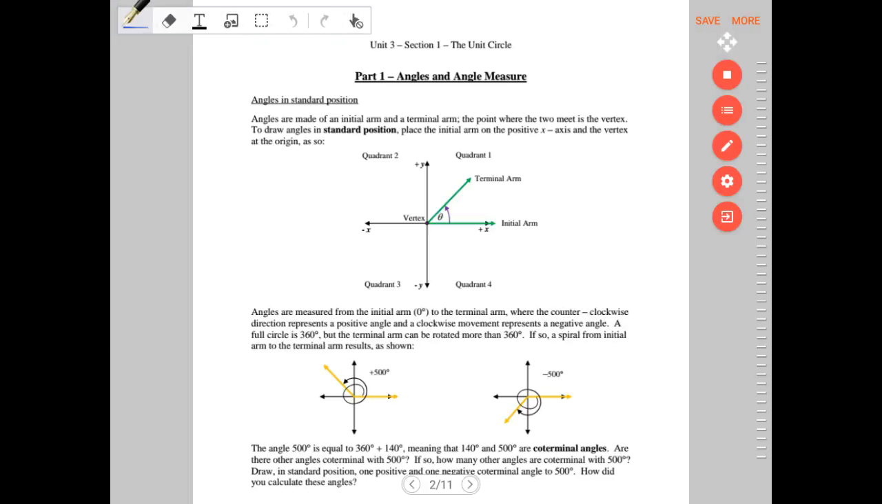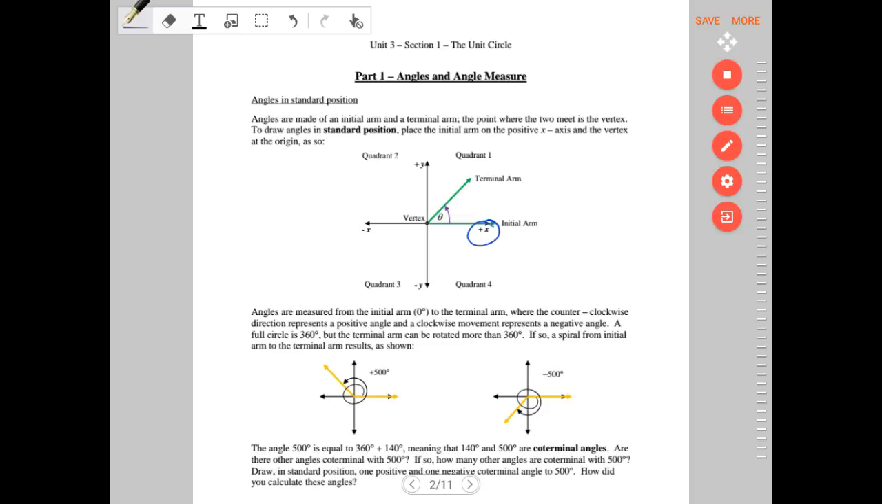Okay, part 1, angles and angle measure. First thing you need to do is learn what an angle in standard position looks like. Angles are made up of 2 arms. One's the initial arm and the other's the terminal arm. The initial arm is found on the positive x-axis, okay? And the terminal arm can be found in any other quadrant. The angle is always measured from the initial arm to the terminal arm.